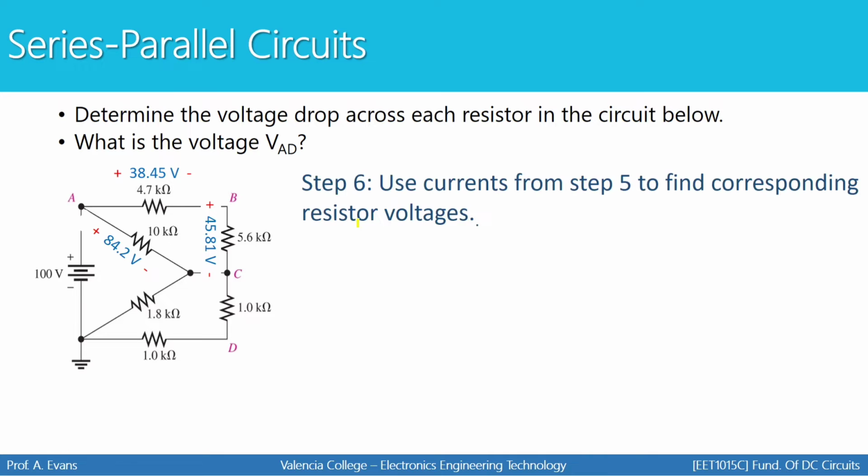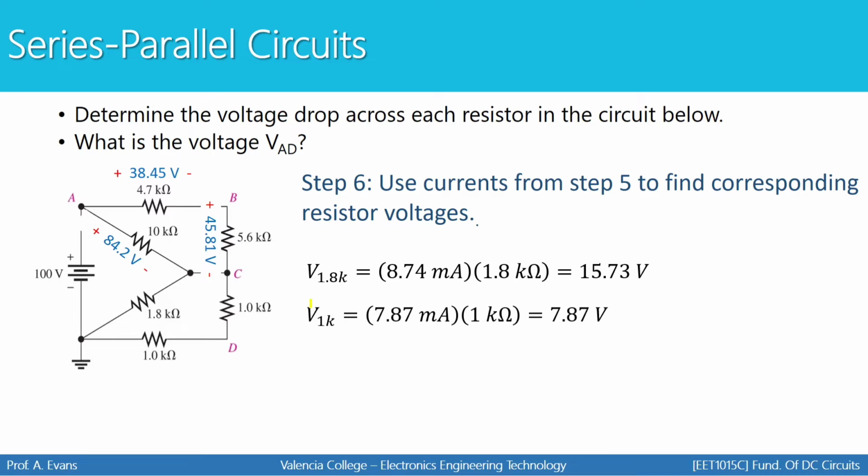The last step is to use the currents from step 5 to find the corresponding resistor voltages. So the voltage for the 1.8K comes out to be 15.73 volts. Remember, you're just using Ohm's Law here. You're taking the current through that resistor that we just found, multiplying by its resistance value. Do the same process for the 1K. Make sure you're using the current through that resistor, which is 7.87 milliamps, times the value of its resistance.